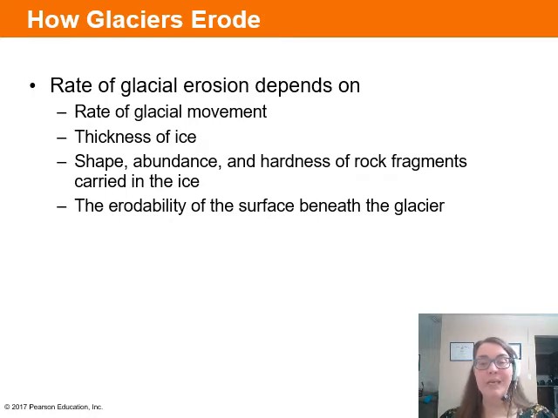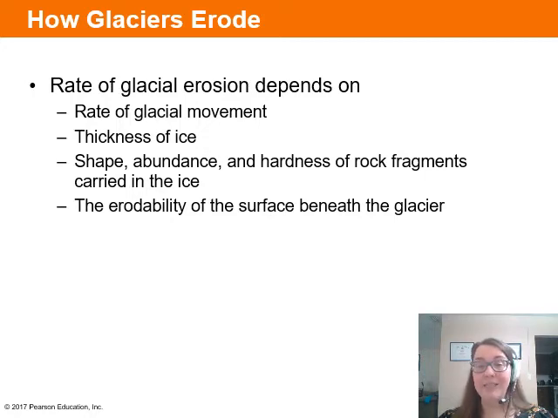But we're going to see that how much glacial erosion happens as the ice slides across the rock is going to be dependent on a lot of different things. The first of which is just how quickly is this glacier actually moving across the rocks. The faster the ice is flowing, the more erosion will happen than if it were slower flowing.